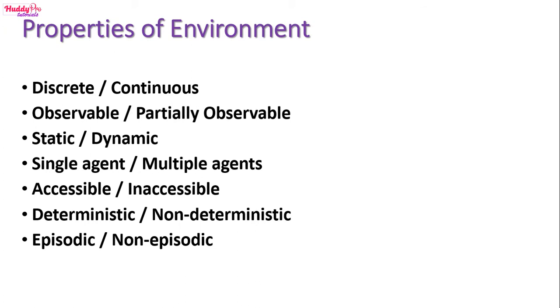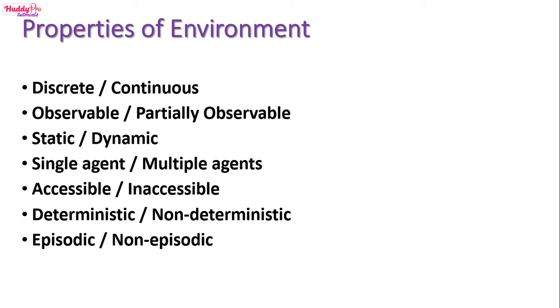Let's talk about the properties of the environment. The environment can be discrete or continuous. What does this mean? If there are a limited number of distinct, clearly defined states of the environment, then the environment is discrete, for example, in the case of a chess game. Otherwise, it is continuous, for example, in the case of driving. Then another property is that the environment can be observable or partially observable. If it is possible to determine the complete state of the environment at each time from the percepts, then it is observable. Otherwise, it is only partially observable.